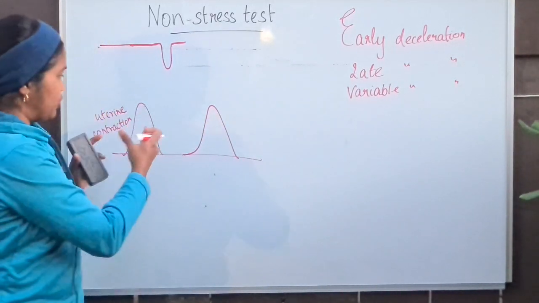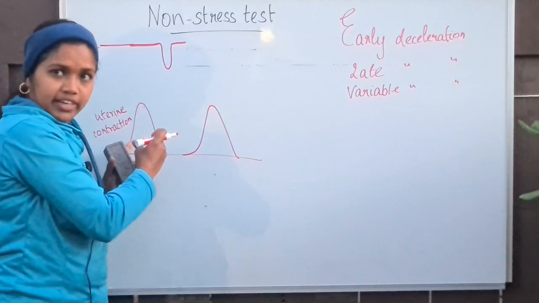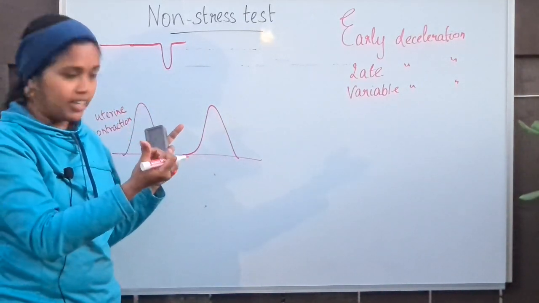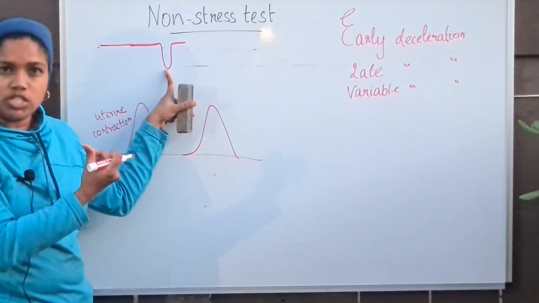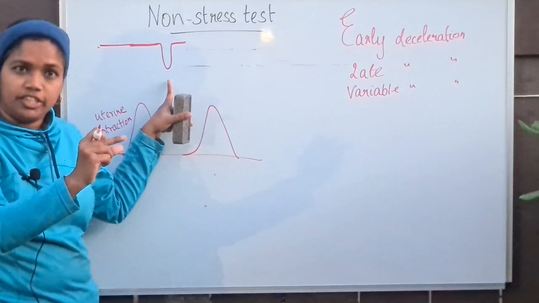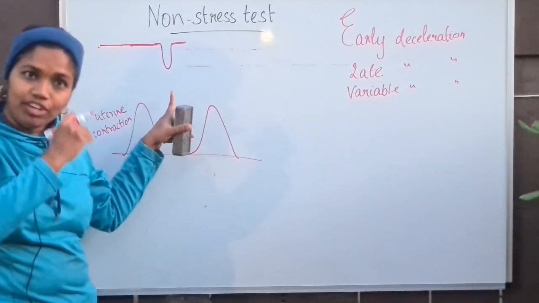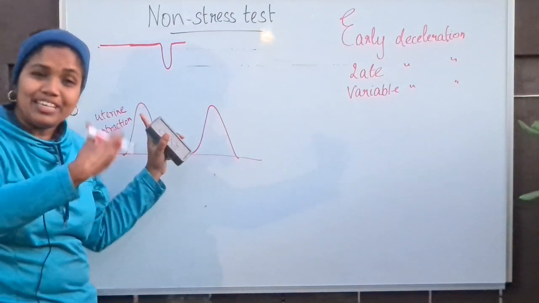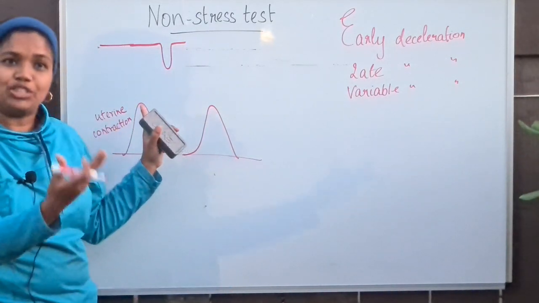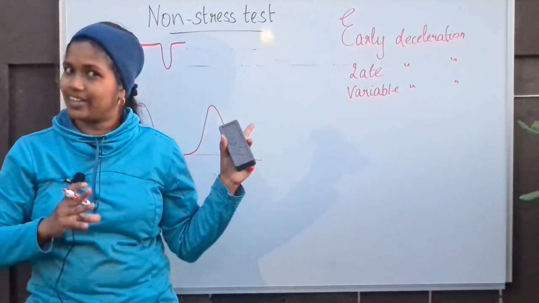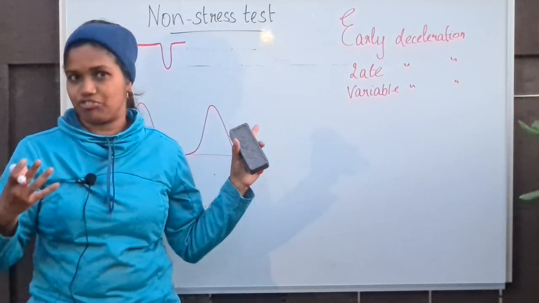If you see the pathophysiology, there is a uterine contraction, right? After a while, after the contraction, there is a dip in the heart rate. What does it mean? That means the fetus is not getting adequate oxygen through the placenta. Why should this happen? This happens because of uteroplacental insufficiency. The uterus contracts and after a while there is a placental insufficiency.